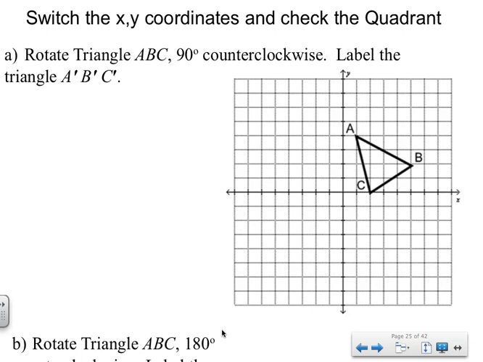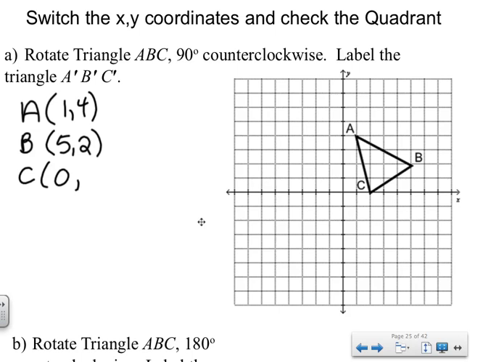So when you rotate something, the rule is to switch the x and the y coordinates, so it'd become (y, x), and you're going to check the signs of the quadrant that you're located in. Okay, so I want to rotate triangle ABC 90 degrees counterclockwise and then label it A prime, B prime, C prime. So first off, I'm going to list the ordered pairs of A, B, and C because this is going to be the easiest way for me. So A is at 1, 1, 2, 3, 4. So (1, 4) is the coordinate of A. B is going to be 1, 2, 3, 4, 5 comma 2, so (5, 2). And then C is at (2, 0).